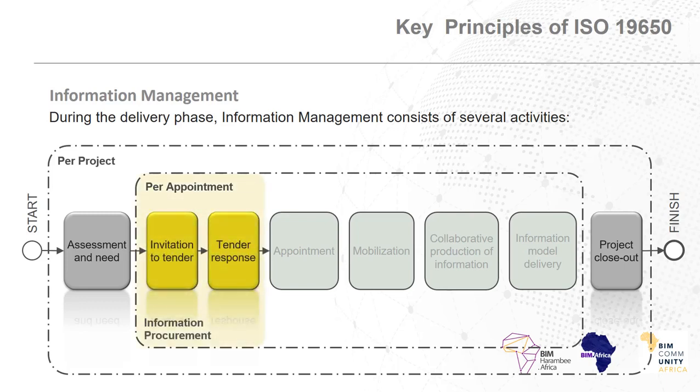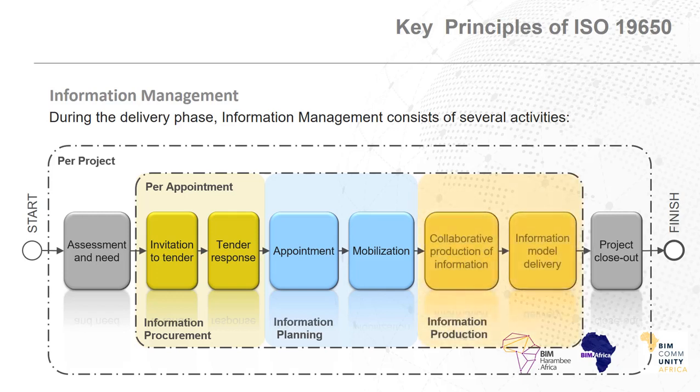Then per project there is an information procurement, which consists of the tasks within the invitation to tender and tender response activities. Then we have information planning, which consists of tasks within appointment and mobilization activities. And then we have information production, which consists of tasks within collaborative production of information and information model delivery.